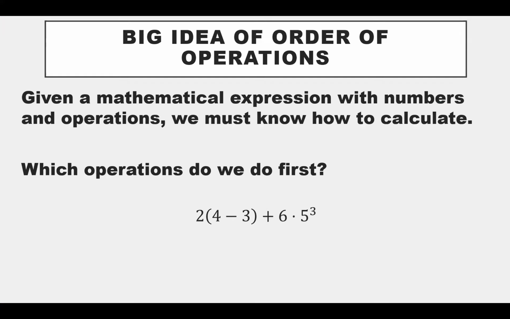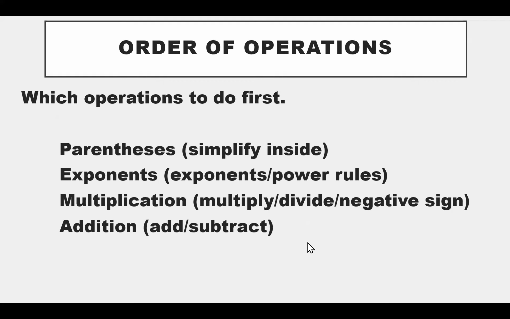Here we have a mathematical expression with numbers and operations: 2 times the quantity 4 minus 3, plus 6 times 5 raised to the third power. Now, if we want to do that, we have multiplication, subtraction, addition, exponents, and parentheses in there. When we want to know what to do first, we turn to our order of operations. Our order of operations tells us which operations to do first.